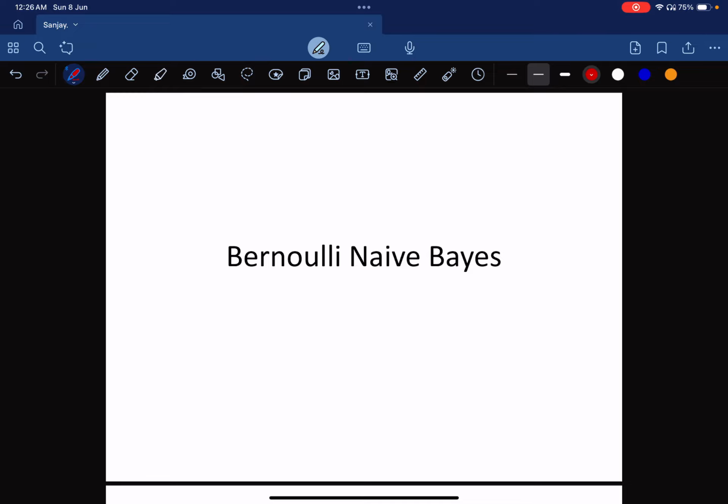It will take in a probability. If the word occurs in that class, it's taken as a success rate. If the word doesn't occur in that class, it takes a failure rate. We will understand this once we go through a dry run.